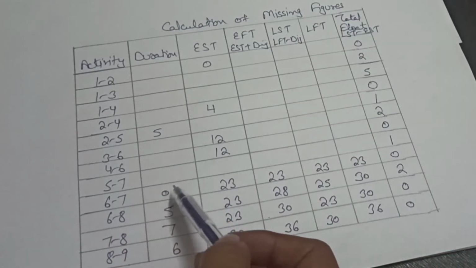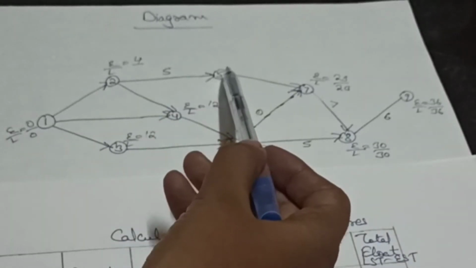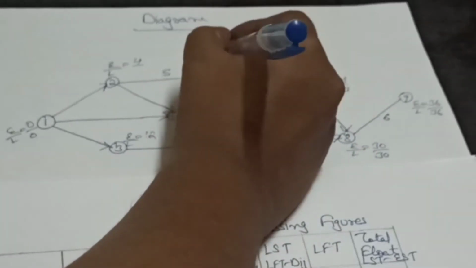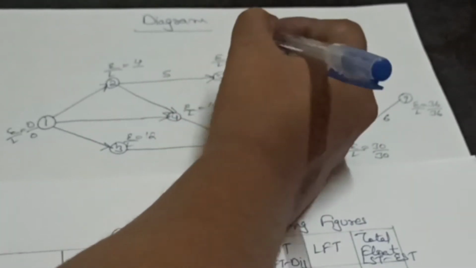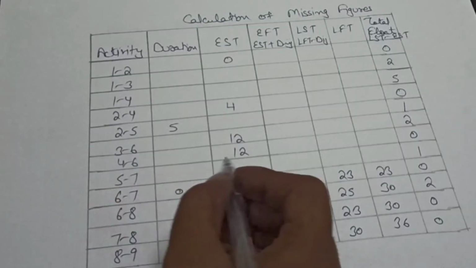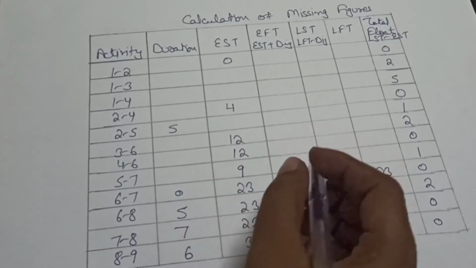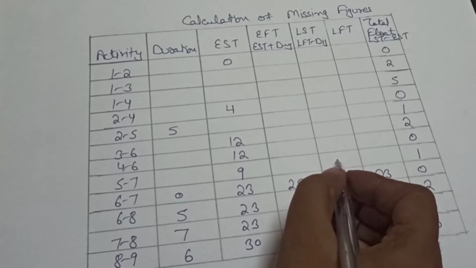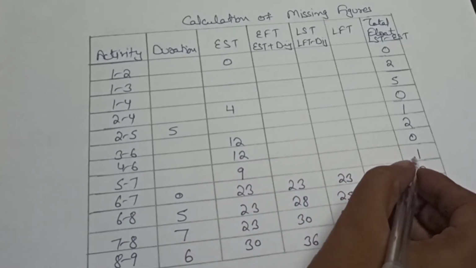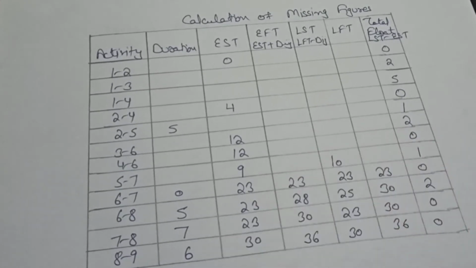Now we will calculate our other values. So now we will find the E value for this node. As we can see, 4 plus 5 is equal to 9. So we will write here 9. So we can say for this activity 5 to 7, the EST value is 9. So we can write now the LST value, because LST minus EST is equal to total float, and we have total float equal to 1. So we can say LST is equal to 10.